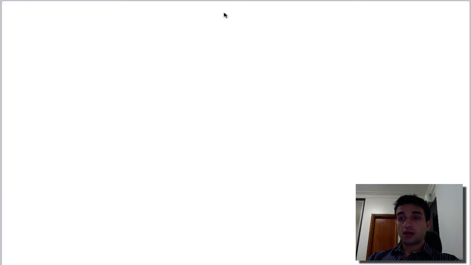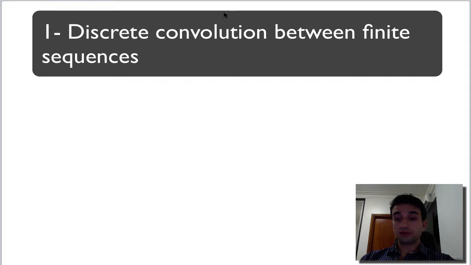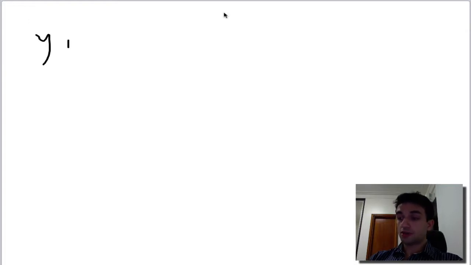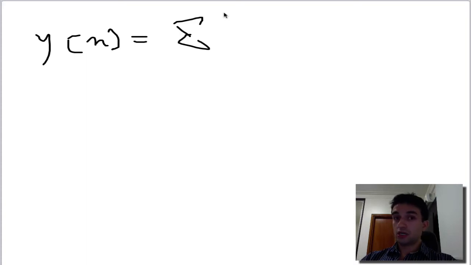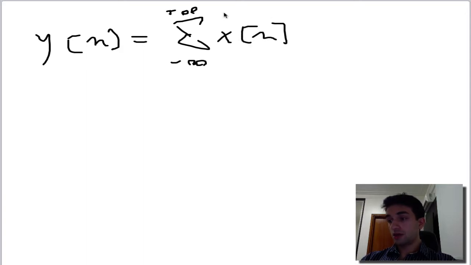But first of all, I think it's worth taking a moment to look at the convolution and some of the aspects that I want to show you along the explanation, and how I view the convolution and how I like to represent it. So most of the time the convolution y of n between two sequences, let's say x of n and h of n, is expressed as a summation from minus infinity to positive infinity of x of n and a shifted version of h of n.